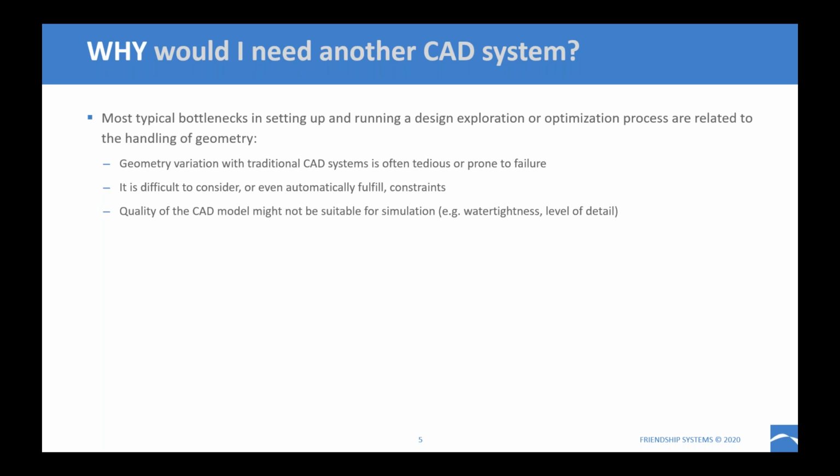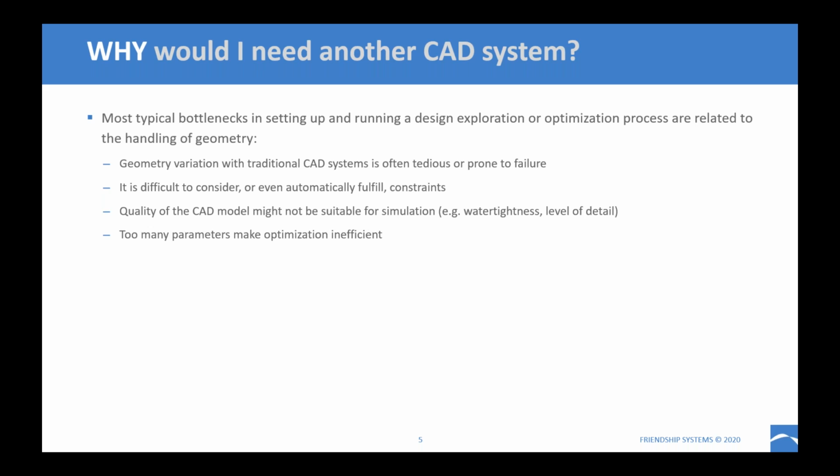Another point is the quality of the CAD model. The next step after we have generated the geometry variant would be to send it to our simulation tool. Typically the first step there is to create a mesh for the simulation, and we need to make sure that the geometry has sufficient quality to be processed by the mesh generation right away. Often, at least for CFD computations, it needs to be watertight, or the level of detail needs to be at the right point for the kind of simulation we're running.